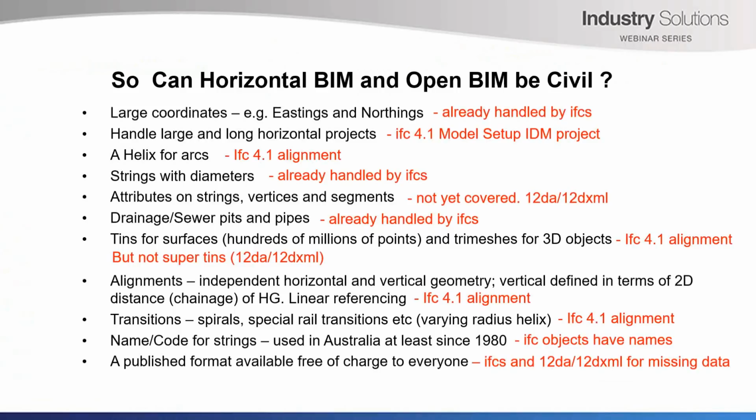But inside 12D, using the attribute manipulator, you can move vertex and segment attributes onto string attributes and then pull them back out again. So the attribute manipulator can allow you to get around a lot of these sorts of problems as well.